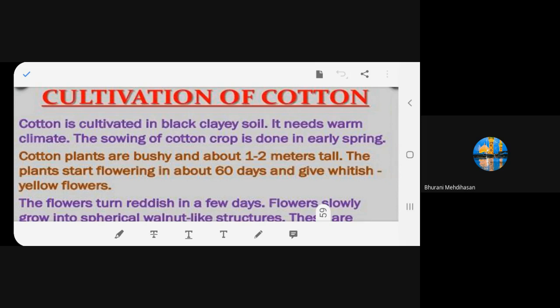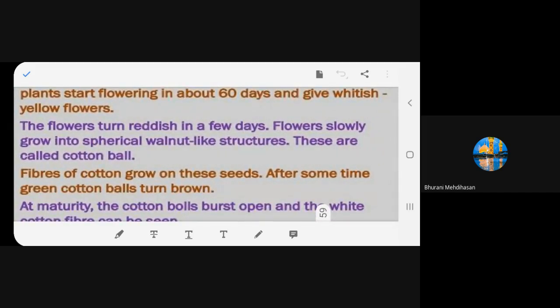Now, how does it look? It is bushy. It is not a tree, remember that. It is a shrub. It is bushy and just 1 to 2 meters tall. And in about 60 days, that means in 2 months itself, it starts flowering and it gives very white or pale yellow color flowers. After some time, it turns reddish and it becomes round, spherical. And these are called cotton balls.